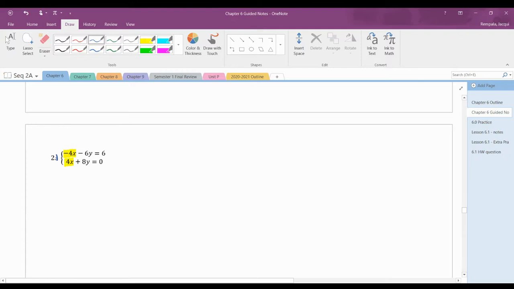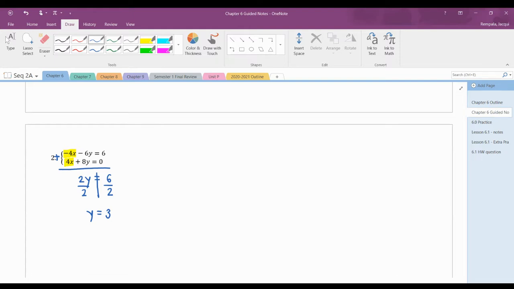Now we can add our equations. So negative 4x plus 4x, the whole point is that that's going to turn to 0. That disappears. So I'm just going to move on to the y's. Don't lose the fact that that 6 is negative. So negative 6 plus 8, when I add those together, I'll have 2y. That equals, now I'm going to add 6 plus 0, so that's 6. I can now solve for y. I'm going to divide both sides by 2. I get y to be 3. So we actually just completed step number 4 of that 5-step process.